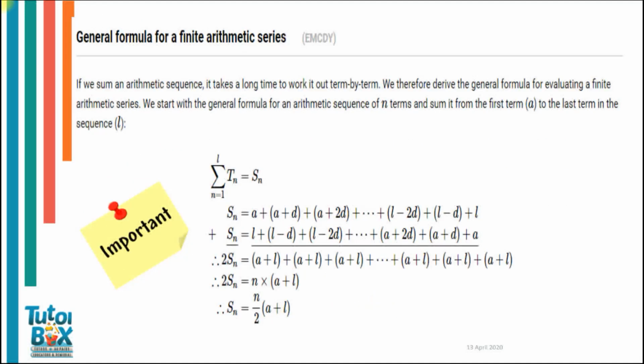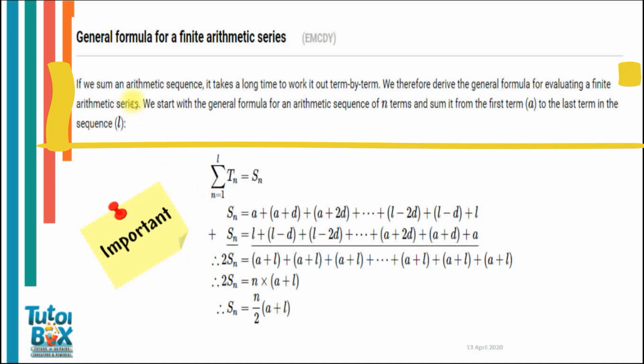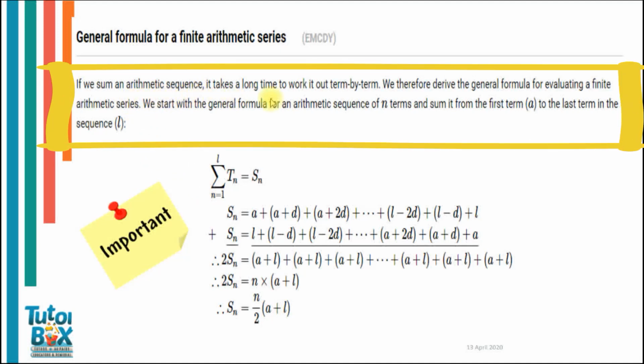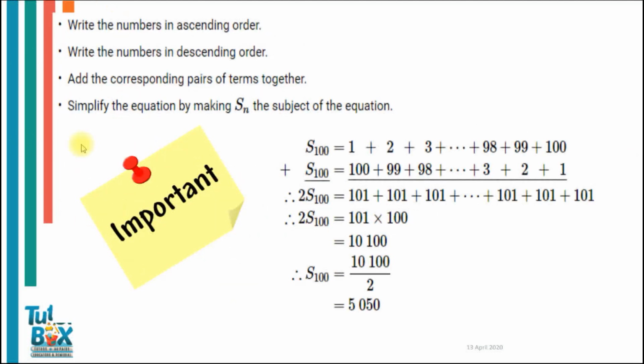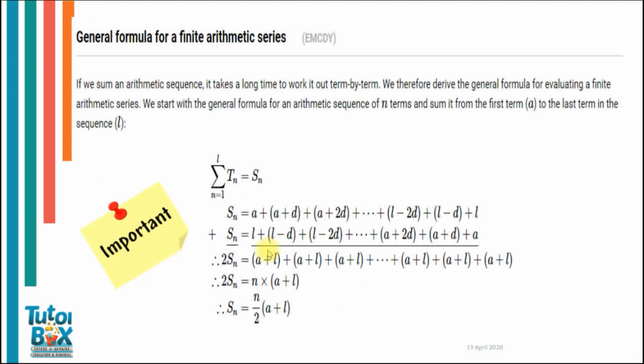All right, guys, now we also need to know the general formula for a finite arithmetic series. If we sum an arithmetic sequence, it takes a long time to work it out term by term, right? We therefore derive the general formula for evaluating a finite arithmetic series. We start with the general formula for an arithmetic sequence of n terms and sum it from the first term A to the last term in the sequence. Remember those steps that I wrote down here for you.